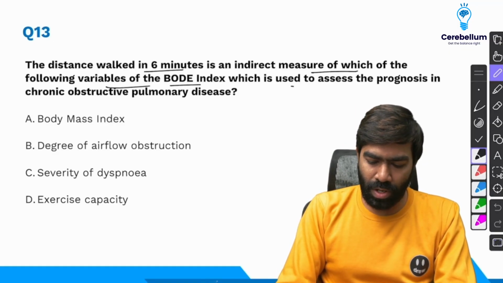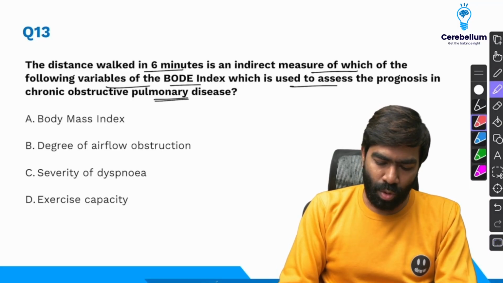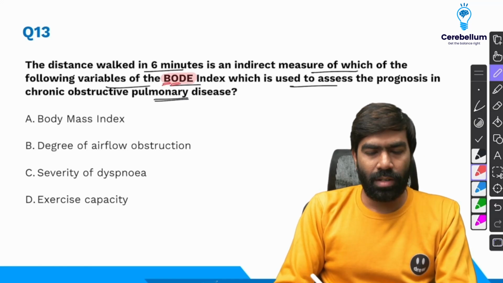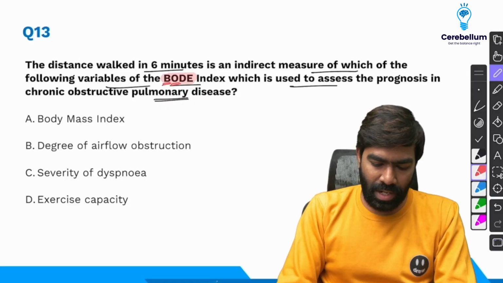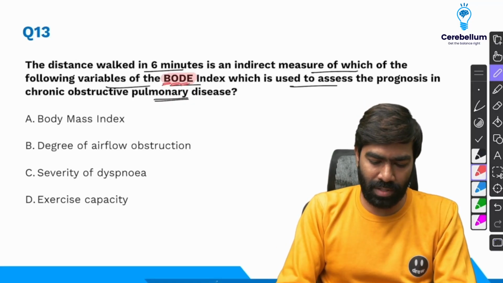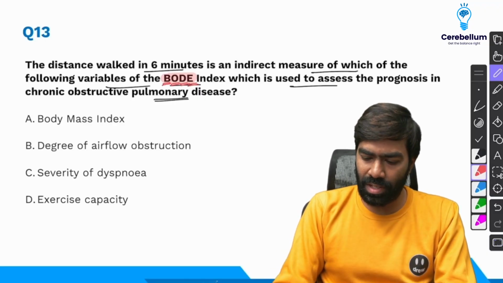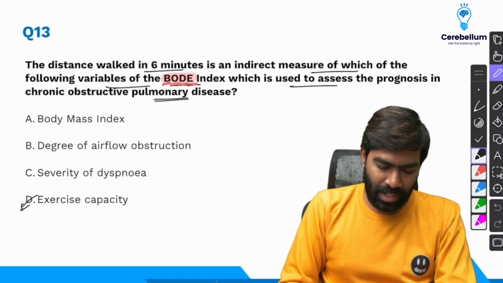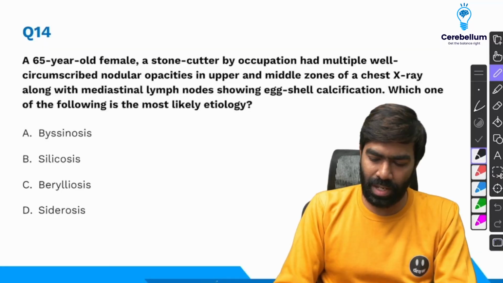13th question. The distance walked in 6 minutes is an indirect measure of which of the following variables in the BODE index, which is used to assess the prognosis in chronic obstructive pulmonary disease. BODE is actually an acronym: B for BMI. Second, O for obstruction. Obstruction is predicted by something called FEV1. And D for dyspnea. Dyspnea is assessed with the help of the modified MRC scale or mMRC scale. And E for exercise capacity, that is assessed with the help of the 6-minute walk test. So it's basically a test of exercise capacity. The right answer for this question is simple, straightforward, option D.